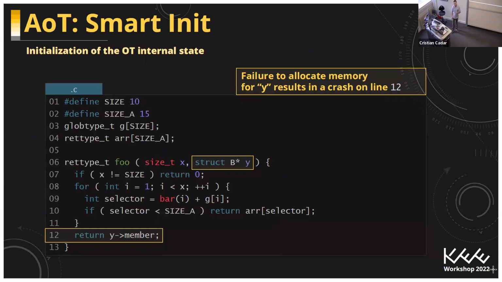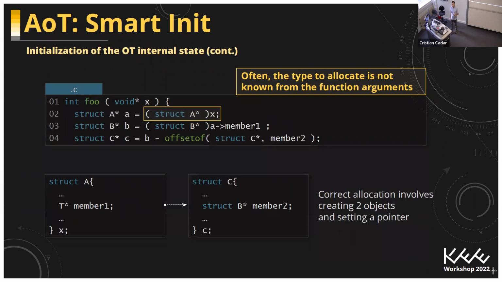The problem of missing program state is a very difficult one. So let's take this example. We have this simple function foo. It takes a pointer. Of course, if we don't initialize memory for y, we immediately crash at line 12. But it's not always easy to know what to initialize, because you might have a void pointer and only learn inside the code what the actual target type of this argument is.